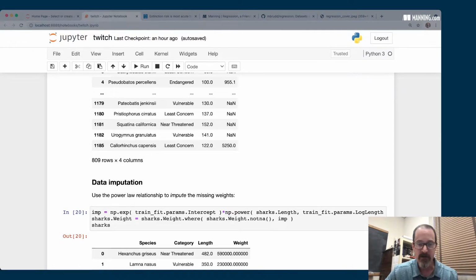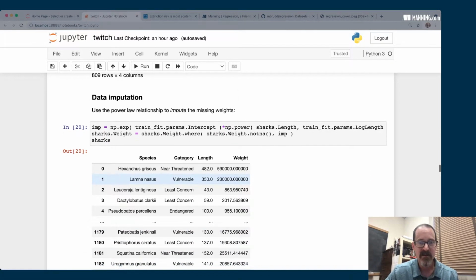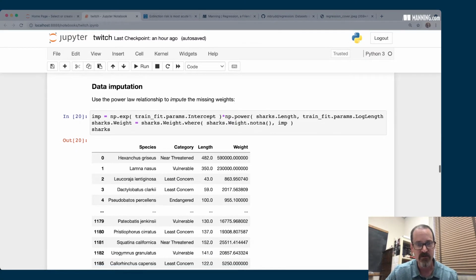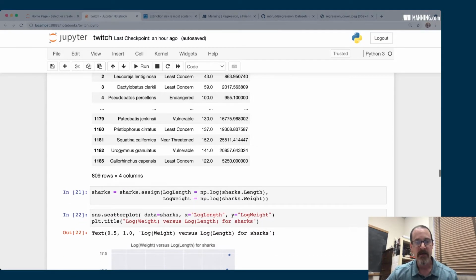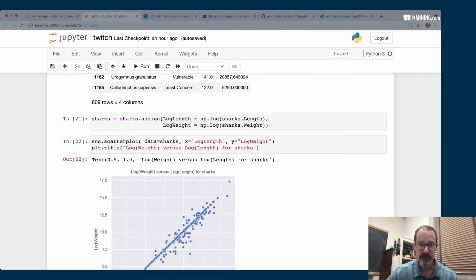And that formula in that cell is exactly the power law relationship from before with the parameters from the fitted model. And once you do that, you get these weights. You can tell which ones have been imputed because they're not the nice numbers. They're like 590,000, the more complicated numbers. Now we have weights for all of these sharks. And we want to use the logs of lengths and weights, so we'll add those back into this data set, and then look at a scatter plot. And here's what you get.